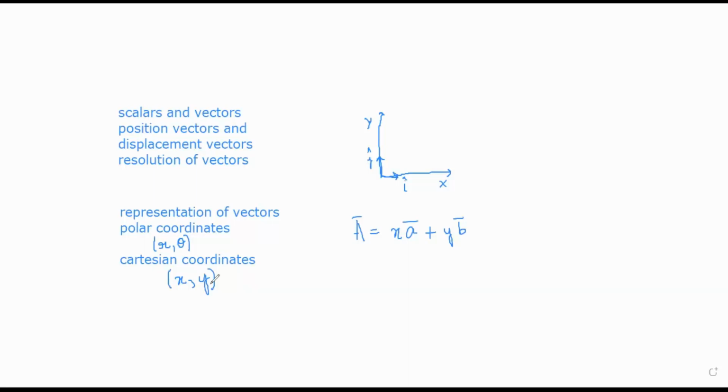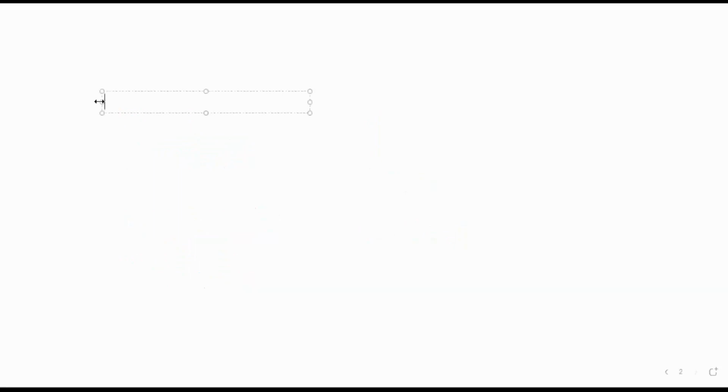Now starting with today's lecture. The first topic we are going to take would be equality of vectors. Two vectors A and B, when are they said to be equal? Let's first draw the two vectors. Suppose this vector is A and this vector is B. This is vector A, this is vector B. When are they going to be equal?